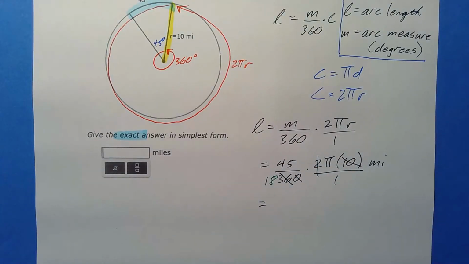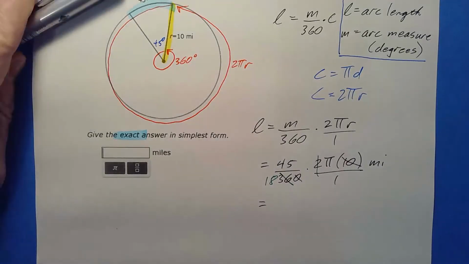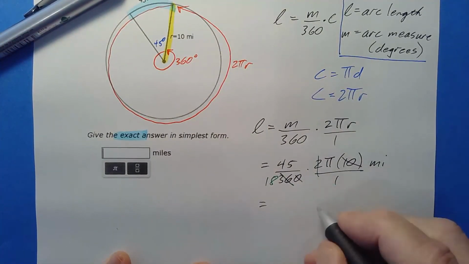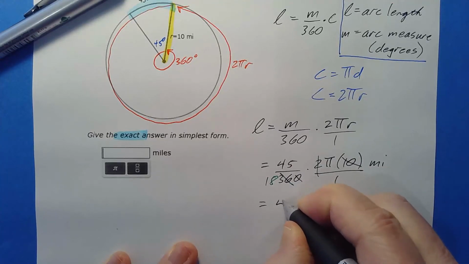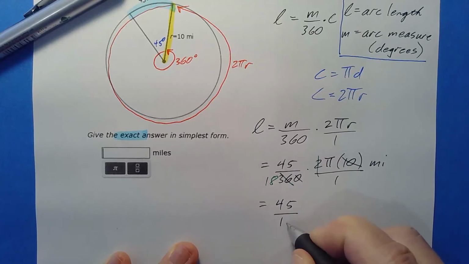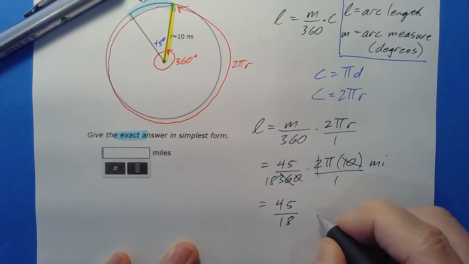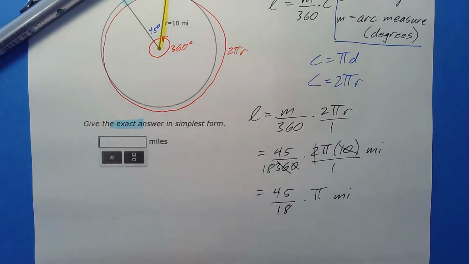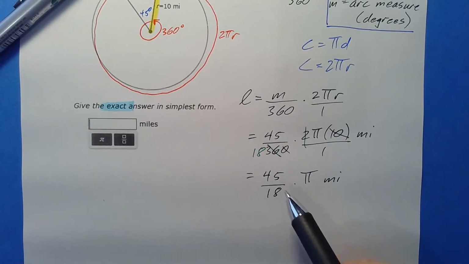It's starting to get a little messy. I think I'm just going to rewrite it so it doesn't get too much of a mess here. A lot got crossed out, so all that's left is 45 over 18 there. I've got a pi, and of course I've got the units of miles. Okay, now let's see what goes into those.